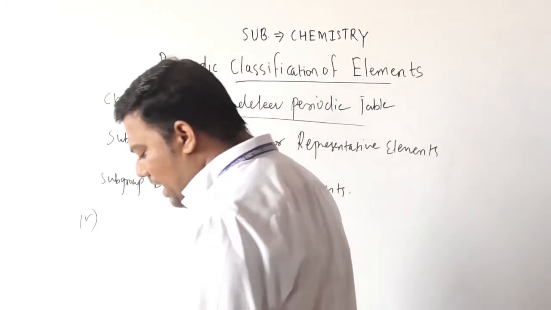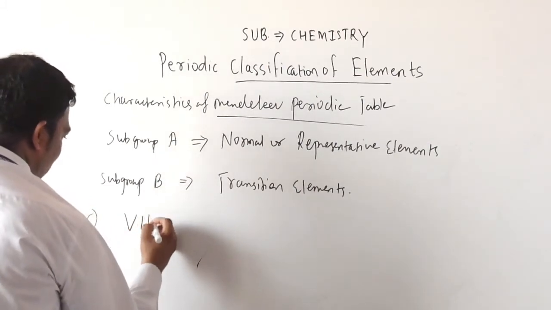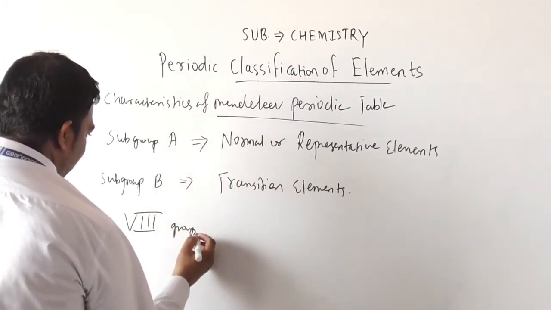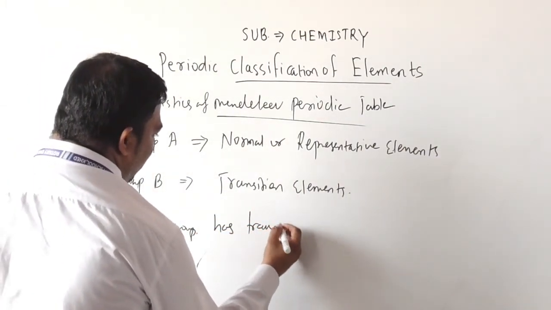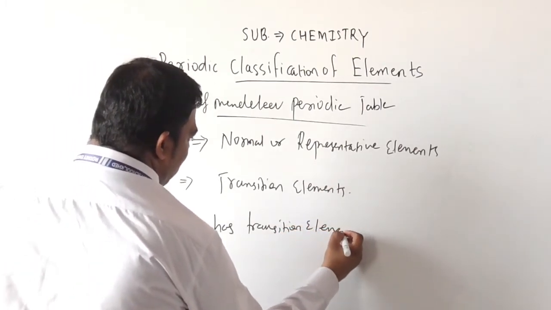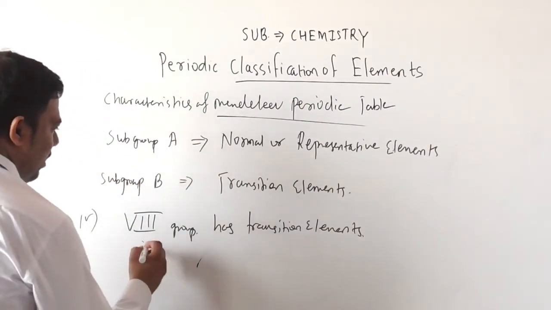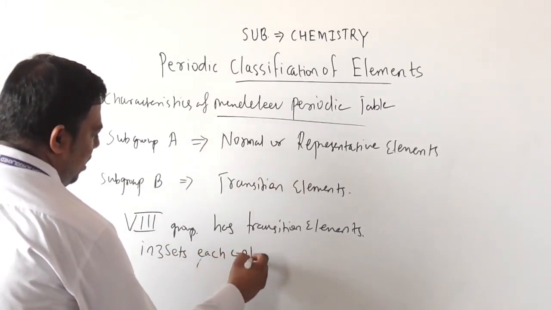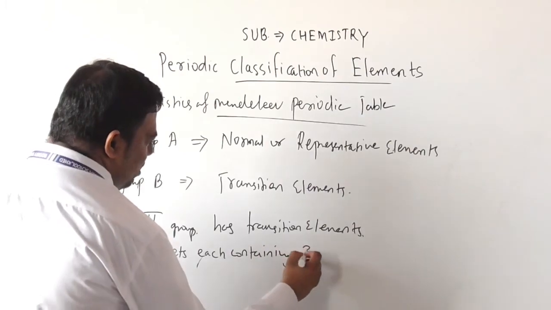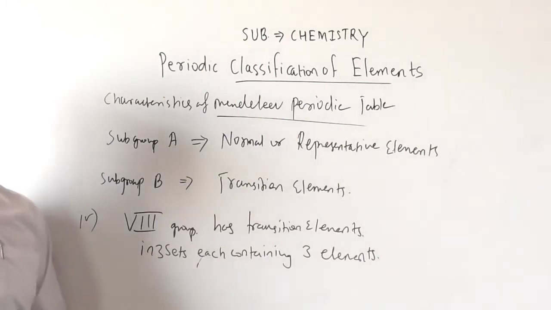Now, fourth characteristic. A group by the order has a transition element in 3 states. Whatever our 8 groups has transition elements, and in 3 cells, each containing three elements. Each containing is how much? Three elements. Okay, so you have to mention this in your notes.